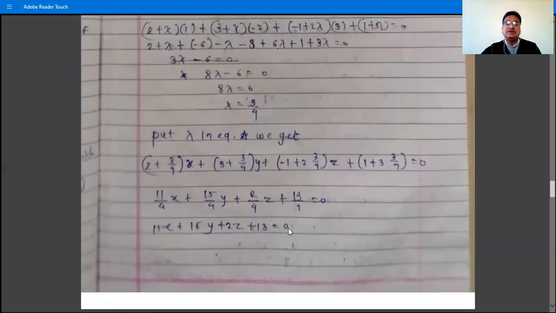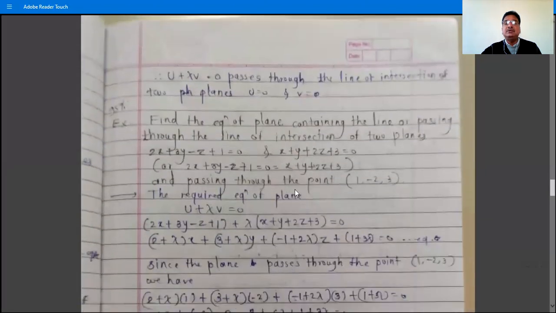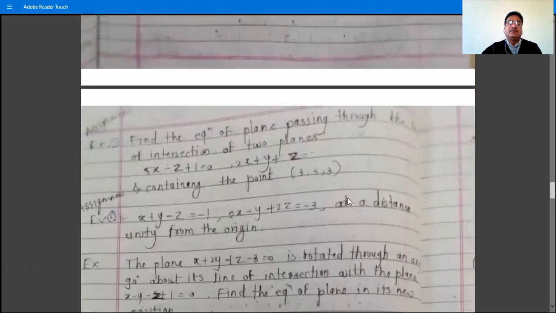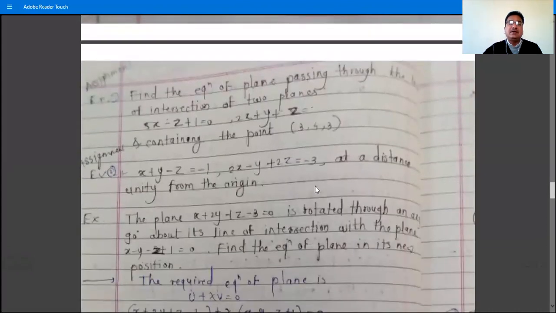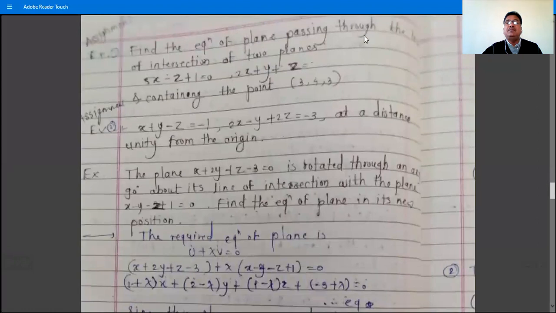So this is the equation of plane passing through the line of intersection of these two planes and passing through the point (1, -2, 3). Next example is again of the same type: find the equation of plane passing through the line of intersection of these two planes and passing through the point (3, 4, 3). So first write u + λv = 0, and then find the value of λ by using this point.